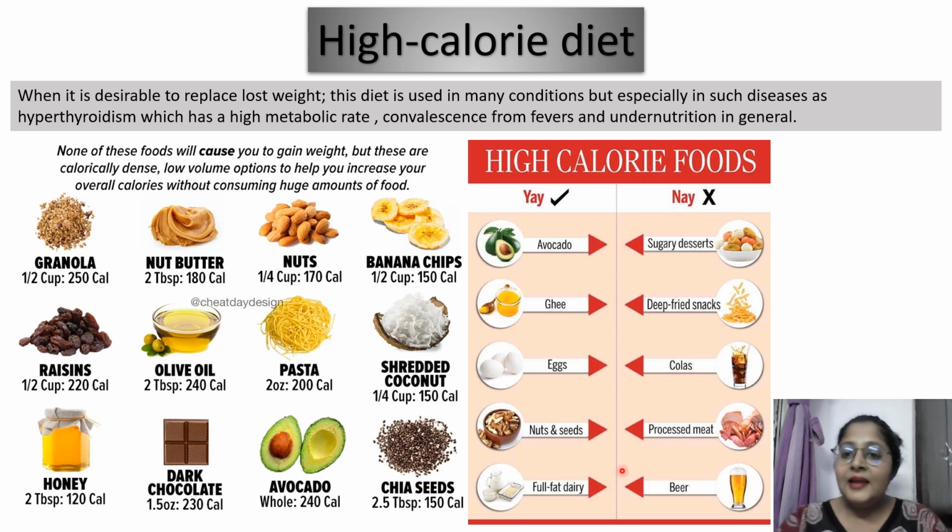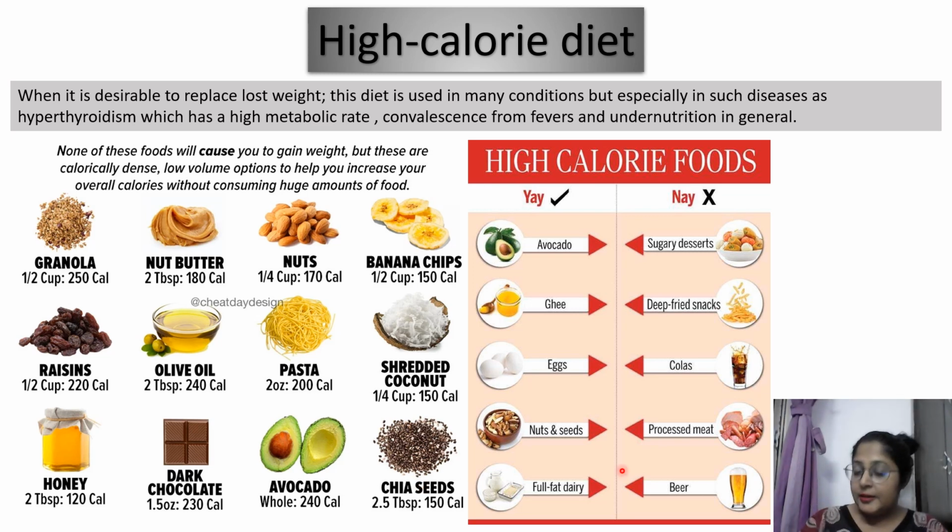So what high calorie food can we take in a high calorie diet? That is avocado, ghee, which is very good, eggs, nuts and seeds, full fat dairy can be taken. But we must not take sugary desserts, deep fried snacks. That means it will increase the calories along with too much cholesterol. Colas, processed meat, and beer, or any kind of alcohol in that case.